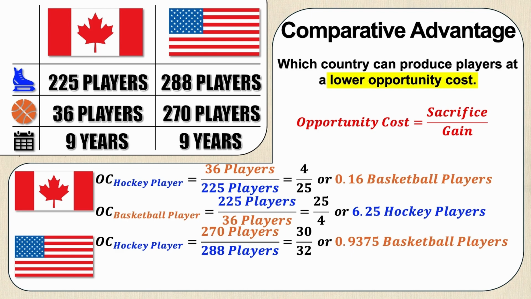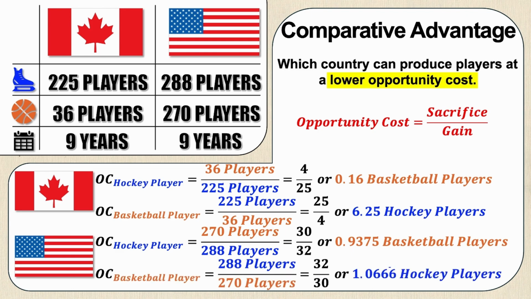Looking at the opportunity cost of basketball players, well, the United States must give up 288 hockey players, and they'll gain 270 basketball players. And so if I reduce this fraction, I get 32 over 30, or 1.06 repeated hockey players. Now, once again, I'm going to compare the two countries to see which has the lower opportunity cost.